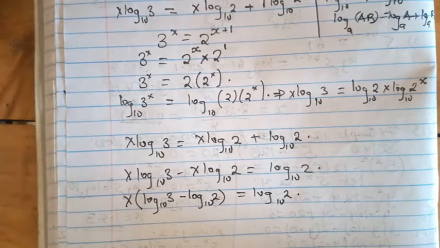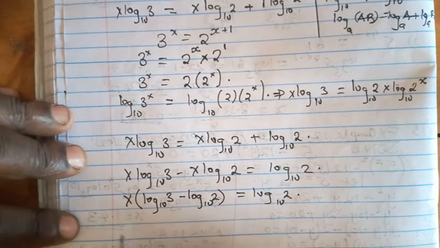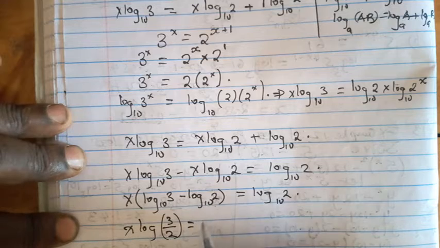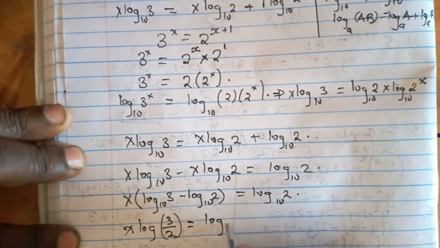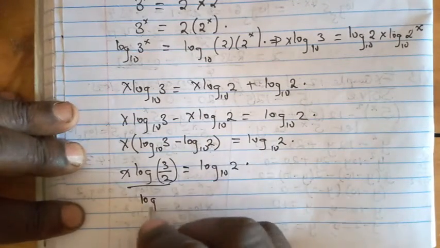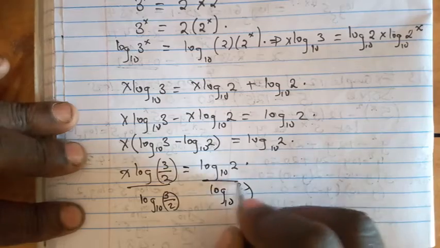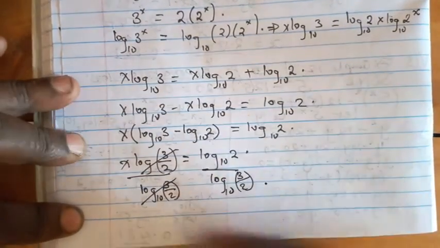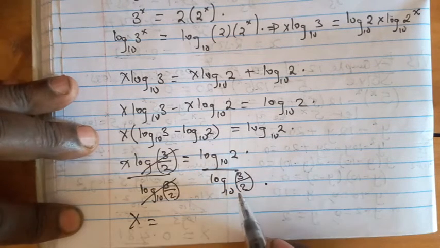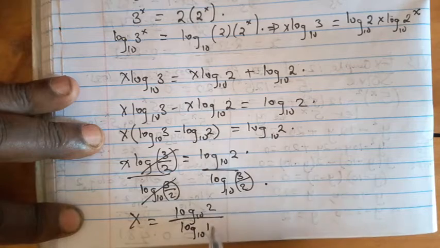What does this really mean? According to the law of logarithms, we have x log to base 10 of 3 over 2 equals log to base 10 of 2. If we divide both sides by log to base 10 of 3 over 2, this cancels out, and x becomes log to base 10 of 2 divided by log to base 10 of 1.5.